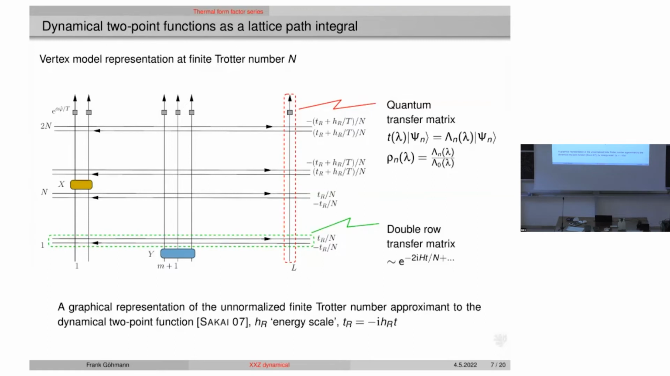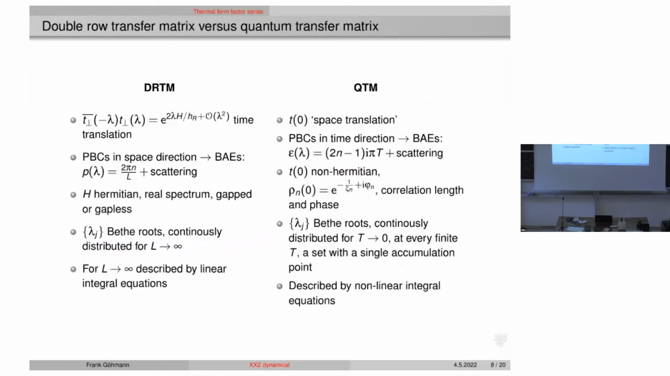So you may wonder why we are using it, and this is for the people who know about Bethe ansatz, but not so much about this quantum transfer matrix. There are two transfer matrices, but they are different. One is staggered, the other one is not staggered, and they have rather different properties. This double row transfer matrix gives you the generator of time translations. The quantum transfer matrix does space translations.